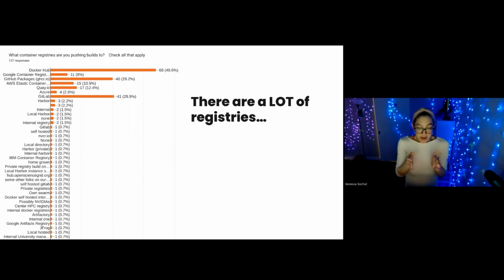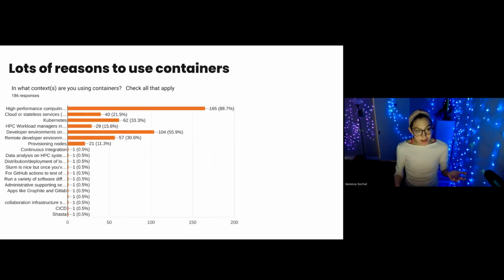This was surprising to me because there were some events with Docker Hub over the years, and I was surprised to see that it was as high as it potentially was. And in what context are you using containers, check all that apply. Not a lot of surprises again. So HPC, high performance computing, services, Kubernetes, workload managers, developer environments, whether they're remote or local. The one that surprised me was provisioning nodes, because when I think of provisioning nodes, I think of virtual machines, I think of Ansible, I don't think of containers. It would be interesting to learn more about that.